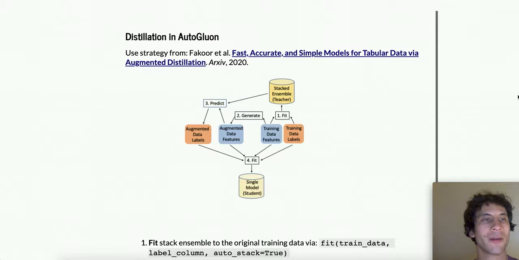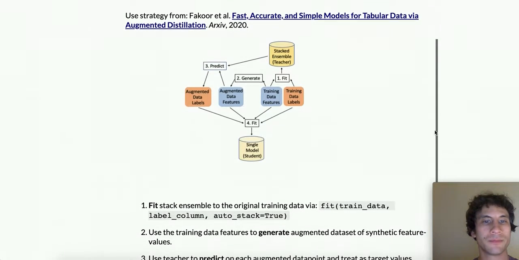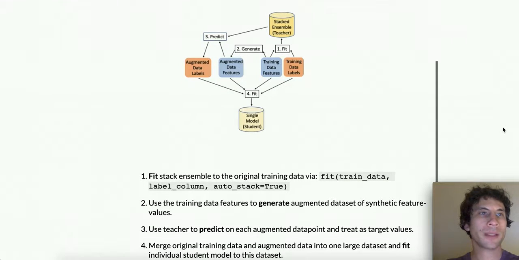Distillation in AutoGluon follows the strategy proposed in this paper, which we call augmented distillation and display below. The overall augmented distillation procedure involves 4 steps. First, we fit the stack ensemble model to the original training data, both its features and labels.